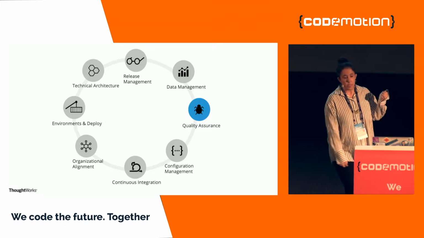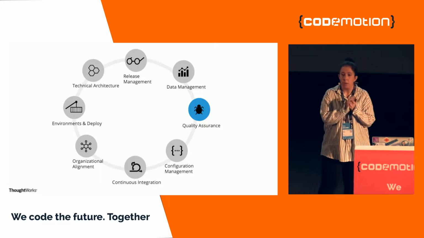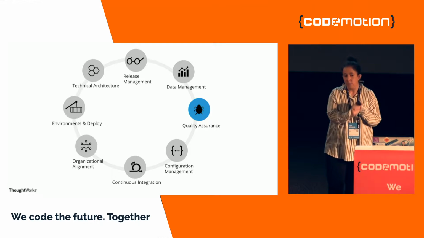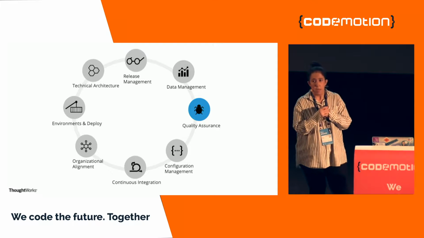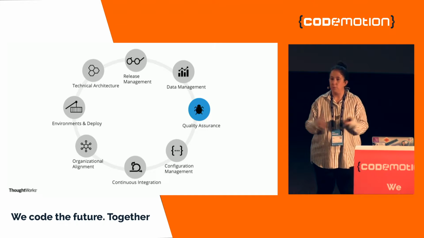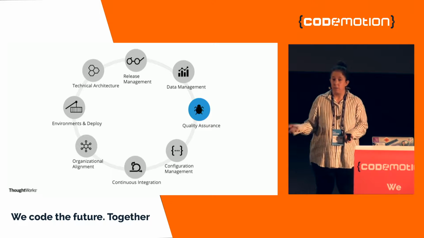The next thing is quality assurance. How can we be confident that what we are building, software and hardware-wise, is working as we expected? How can we automate that confidence, and how can we bring it earlier in the process?